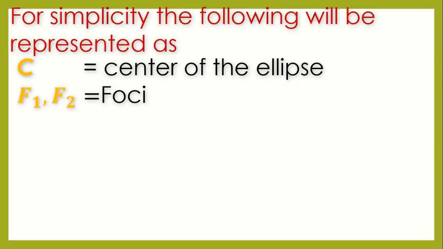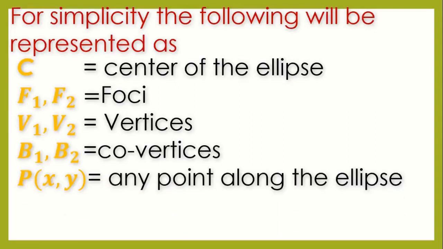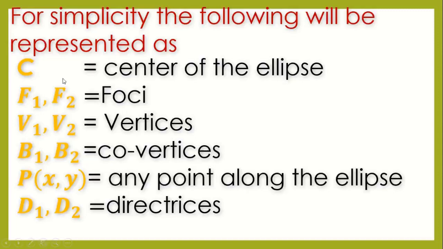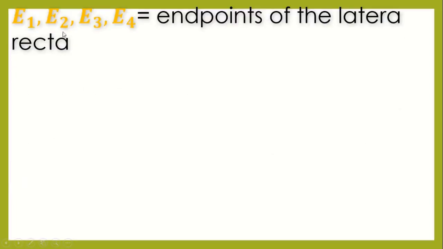Ito yung ating mga notations na gagamitin. We have C for the center, F1, F2 for the foci, V sub 1, V sub 2 for the vertices, B1, B2 for the covertices, o ito yung endpoints of the conjugate axis or minor axis. We have P, any point along the ellipse, D sub 1, D sub 2, directrices, E sub 1, E sub 2, E sub 3, and E sub 4, ito yung endpoints of the latera recta.